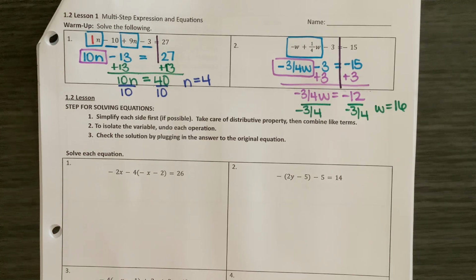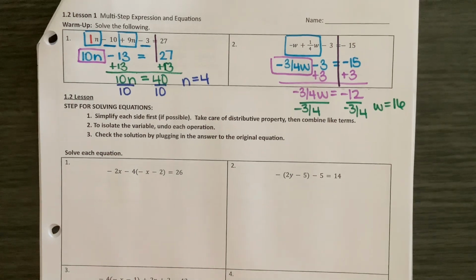We did the distributive property and combined like terms separately in the last lesson, and now they're putting it together. So steps for solving equations. Simplify each side first if possible. Take care of the distributive property, then combine like terms. To isolate the variable, undo each operation. Check the solution by plugging it into its original equation.